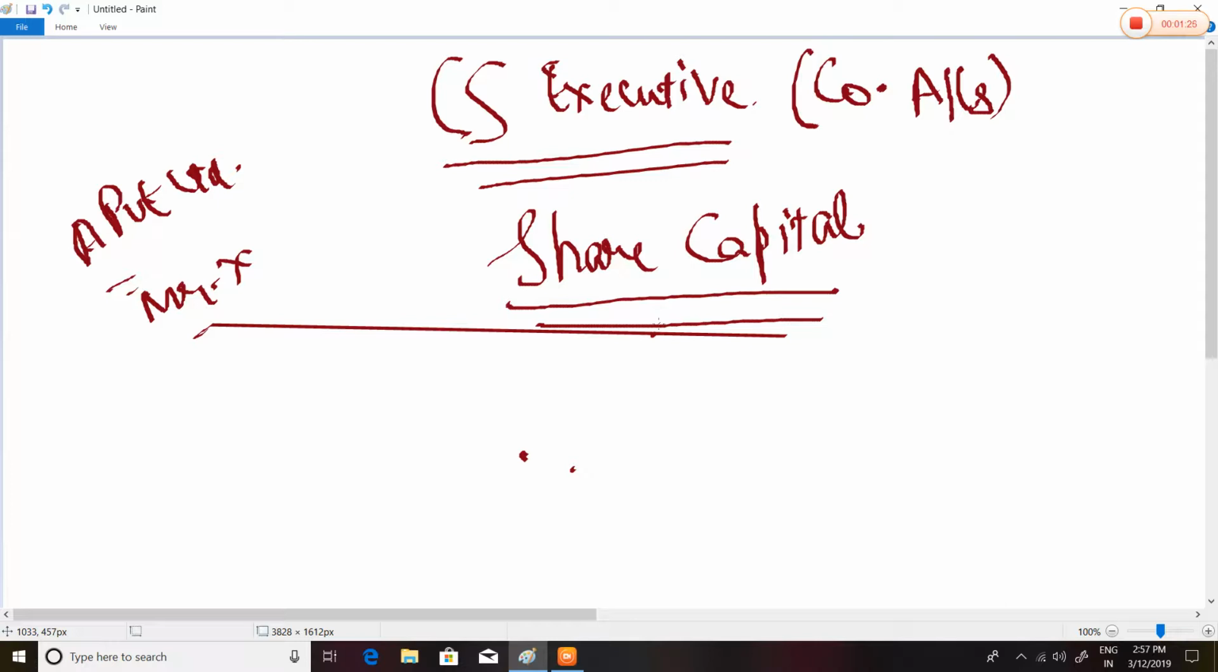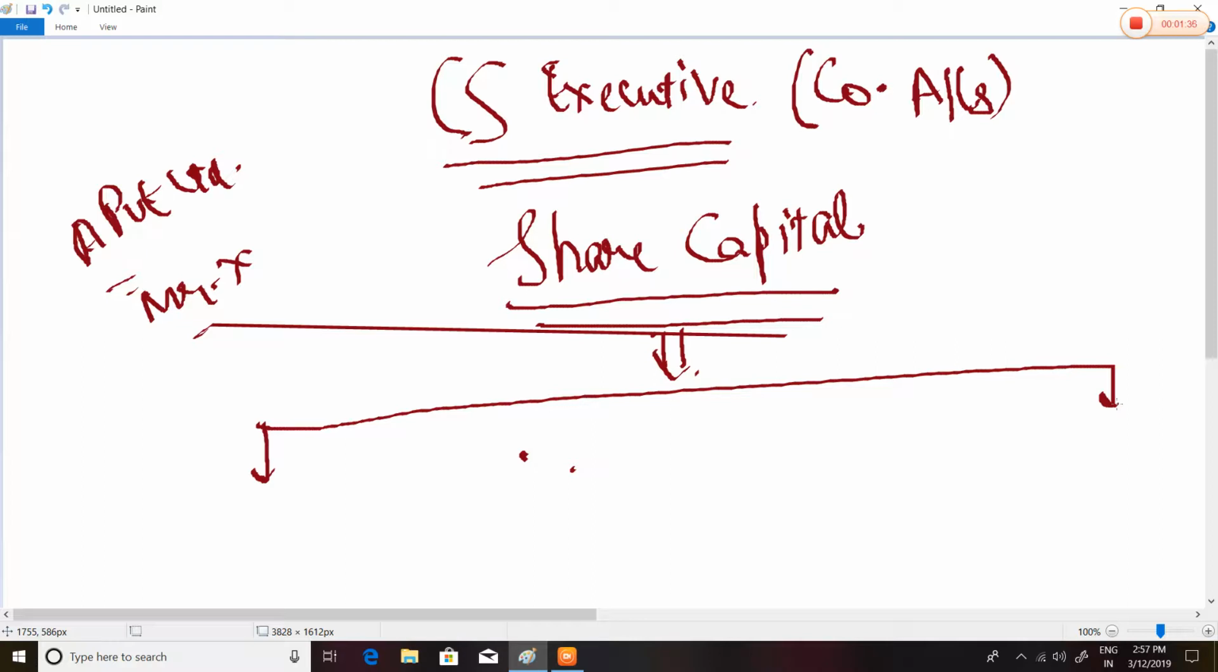Now there are two types of share capital, two types of shares: one is equity shares, and one is preference shares.